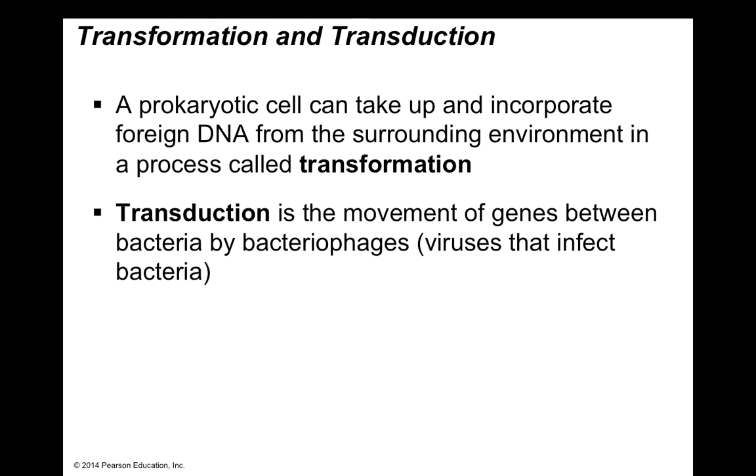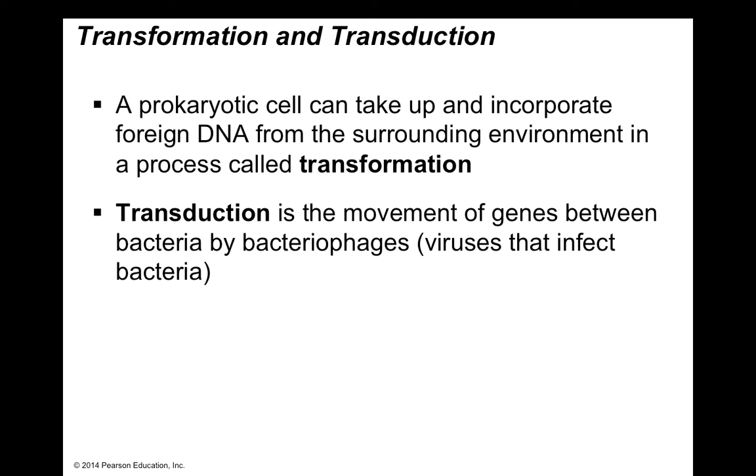Transformation is when a bacterial cell takes up foreign DNA and incorporates it into its own. We've seen this process back in Chapter 16 in Griffith's experiment with the mice and the harmful and non-harmful pneumonia to prove that DNA is the genetic material. We'll be doing a bacterial transformation lab, and we're also going to look at this procedure more closely in Chapter 20 because it is a useful biotechnology procedure that has applications in research.